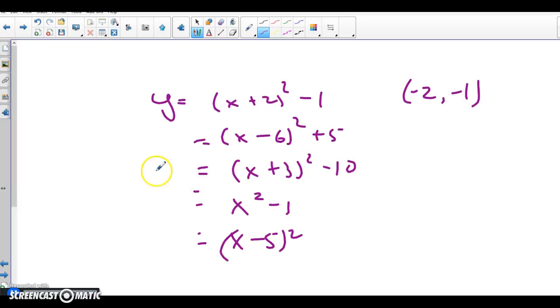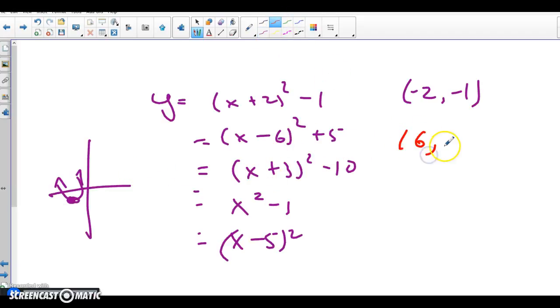Okay, so if I was to plot this now, let's just pretend we're plotting this. Minus 2, minus 1 means go left 2, down 1, and then draw your parabola. We'll worry about how it's drawn after, but just worry about the vertex right now. What's my vertex on this one? Change the sign, 6, leave the sign, 5. So how do I plot this? Go right 6, up 5.